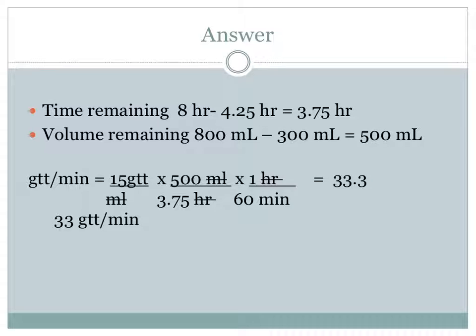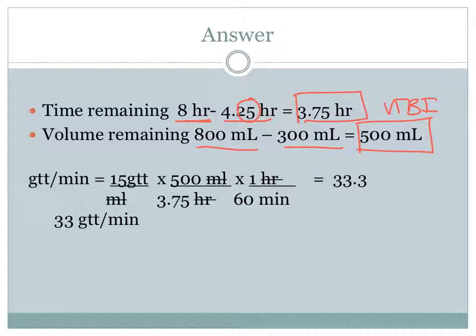So we know that we originally started with 8 hours, and we have completed 4 hours and 15 minutes, and 15 minutes is 0.25 of an hour. So 8 hours minus 4.25 hours leaves us with 3.75 hours. We started with 800 milliliters and have infused 300 milliliters, with a volume to be infused of 500 milliliters at this time. We must get the drops per minute.